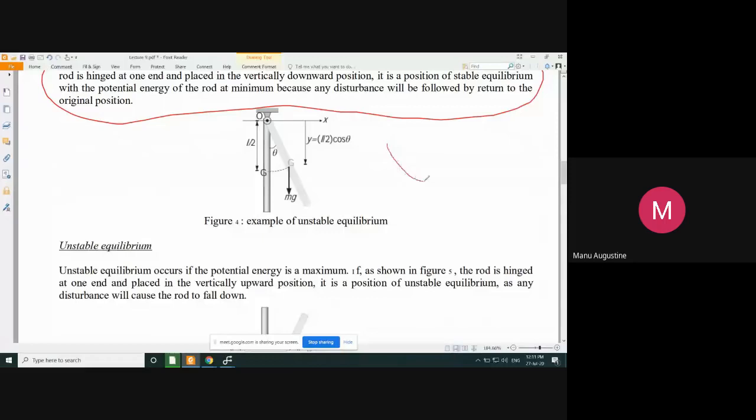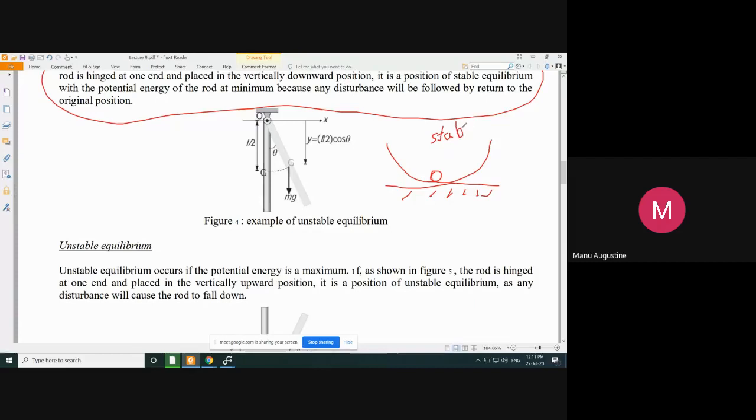Let us take a bowl like this. एक बाउल ले लिया, and you take a small spherical pebble. This bowl is resting on the surface and you take a pebble inside the bowl. This is stable equilibrium.